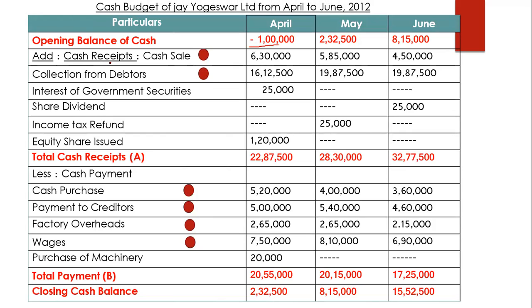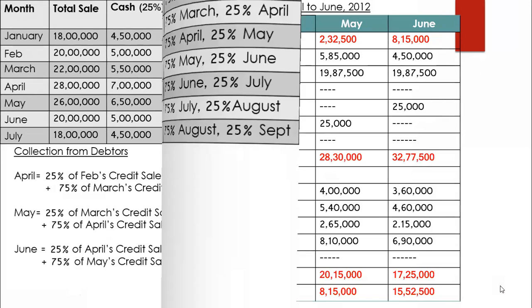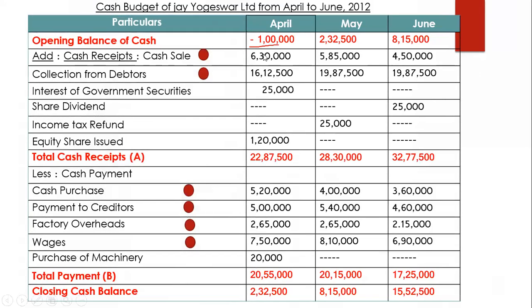We are already having the cash sales. So let's go back and check what the cash sales are for April, May and June. So here it is written 6,30,000, 5,85,000 and 4,50,000. Okay. So again we have written 6,30,000, 5,85,000 and 4,50,000.